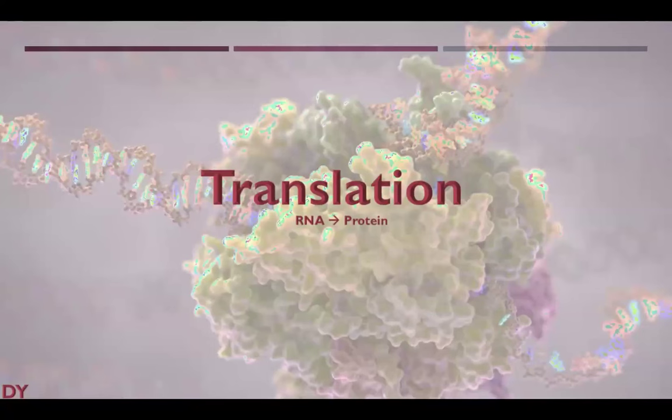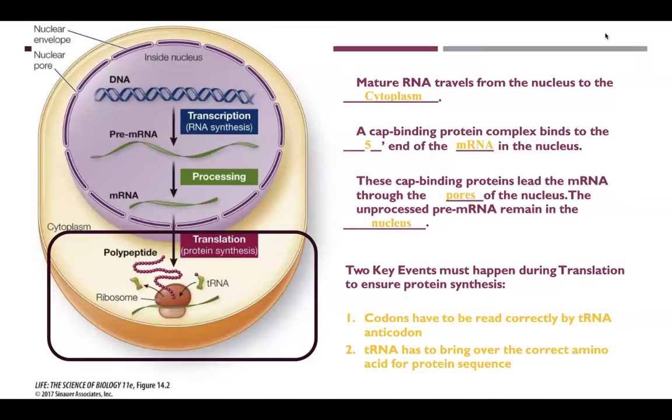So now we're into translation. Translation is the process of RNA into protein. As mentioned before, a mature RNA travels from the nucleus to the cytoplasm. A GTP cap binds to the 5' end of the mRNA in the nucleus, helps lead it through the pores of the nucleus, and makes sure that it isn't digested. Any unprocessed pre-mRNA remains in the nucleus. It needs to be fully processed and mature to leave.